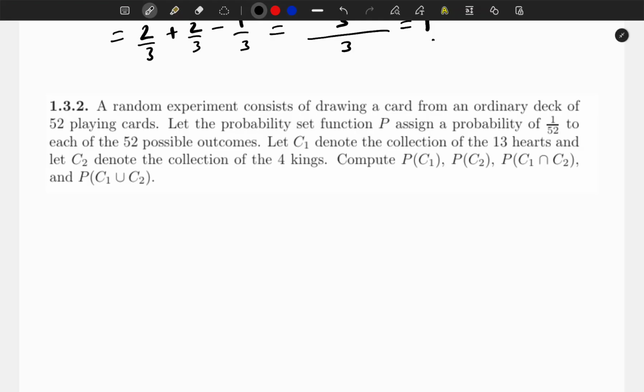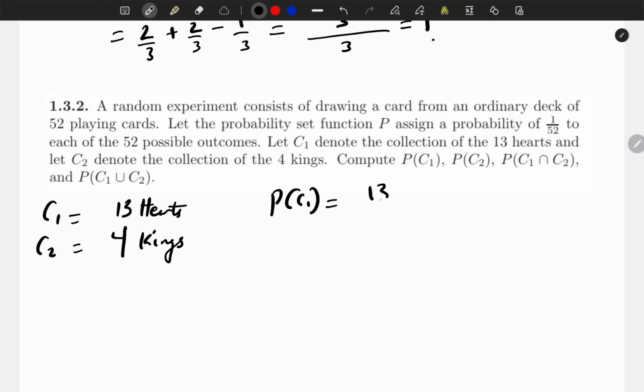Our C1 equals the collection of 13 aces, and C2 denotes the collection of the 4 kings. So the probability of C1 will be 13 over 52, and the probability of C2 is 4 over 52.